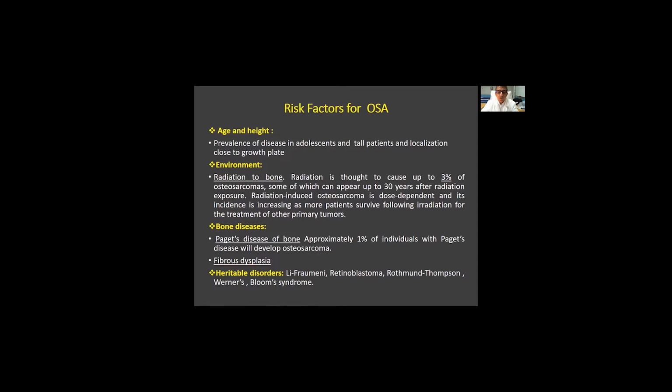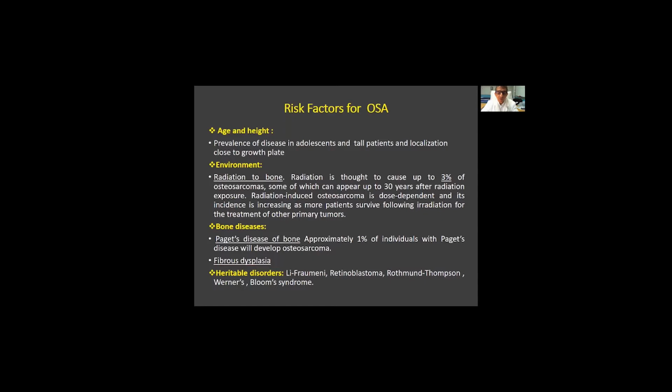Exposure to radiation is an important predisposing factor that can lead to the tumor in up to 3 to 4% of the patients, and can develop even up to 30 years after the exposure to radiation. It is dose dependent and is becoming increasingly seen in patients due to the large number of patients being treated by irradiation from other types of primary malignant tumors.